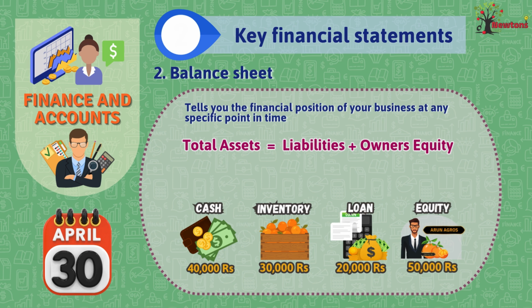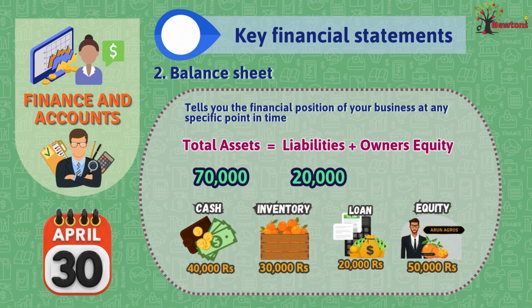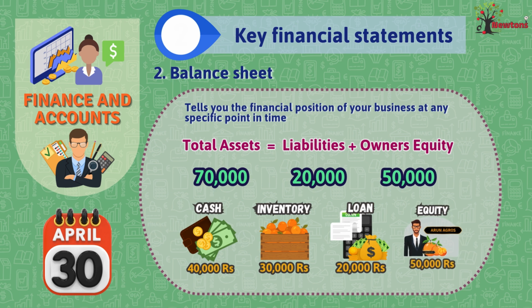So total assets 40,000 plus 30,000, 70,000 rupees. Liabilities, there is a loan of 20,000 rupees. And finally, the owner's equity 50,000 rupees. The balance sheet is balanced.